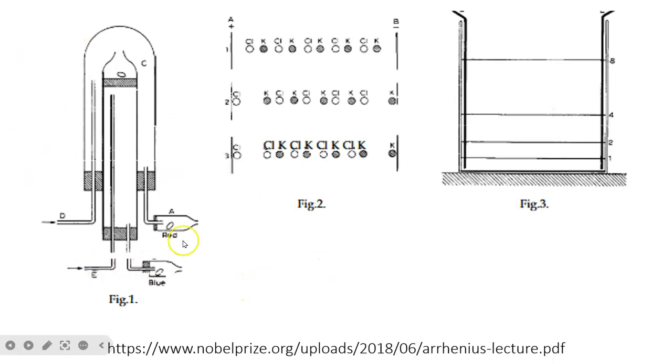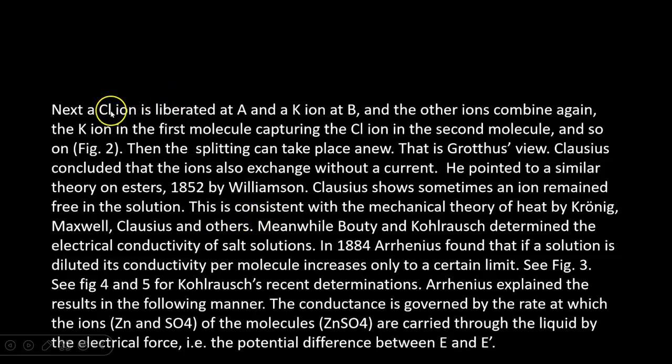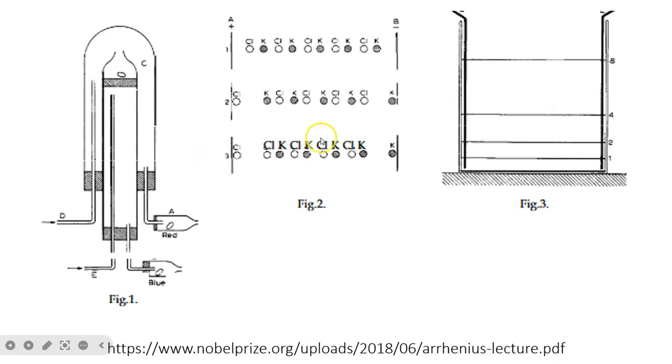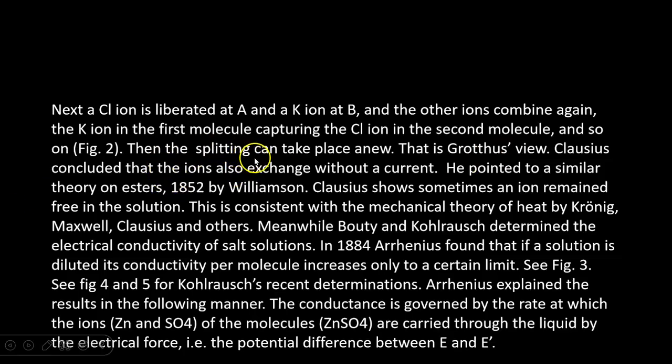Here you see this figure, which was referred to before. Next, a chlorine ion is liberated at A and a K ion at B, and the other ions combine again. The K ion in the first molecule captures the chlorine ion in the second molecule, and so on. See figure 2. You see that happening. Separate ions, and here they are together. Then the splitting can take place anew. That is Clausius' view. Clausius concluded that the ions also exchange without an electrical current.